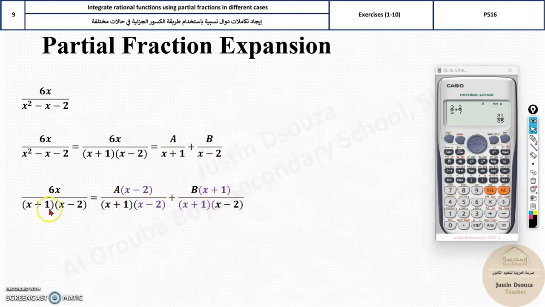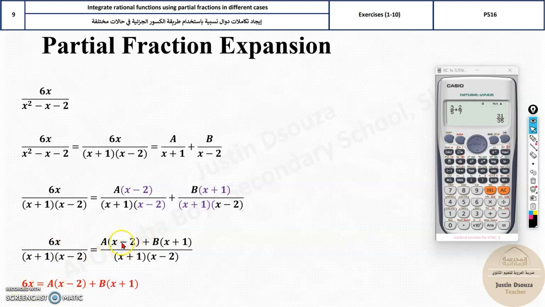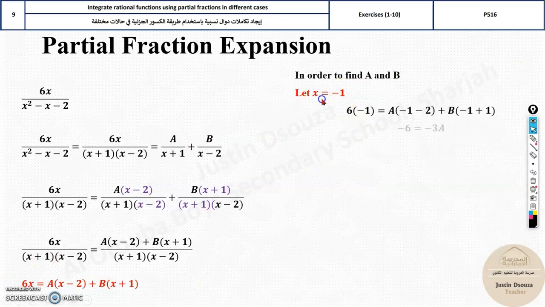Now look at the denominators. They are all the same. The denominators and the numerators can be added up. Now we can equate 6x equals a times x minus 2 plus b times x plus 1. Now over here, what you need to do is take the x values. Take x plus 1, take 1 to the other side, and it will be x equals negative 1.